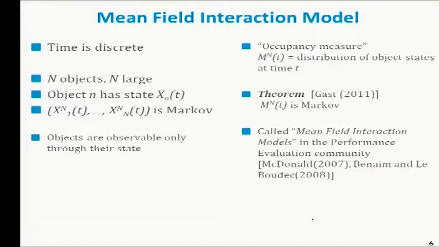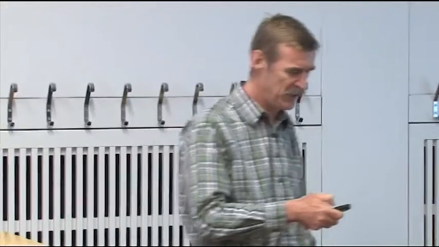But this is only half of the story. What we will see is that by understanding the dynamic of this, we are able to recreate whatever we want of this one here. So we're able to go back and forth, and this is the key thing of this theory. It has received several names, but I think the one that has stabilized now is to call it the mean-field interaction model. That's a term that was coined by McDonald in a paper of 2007.